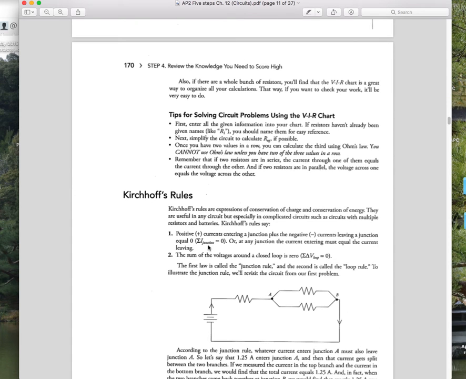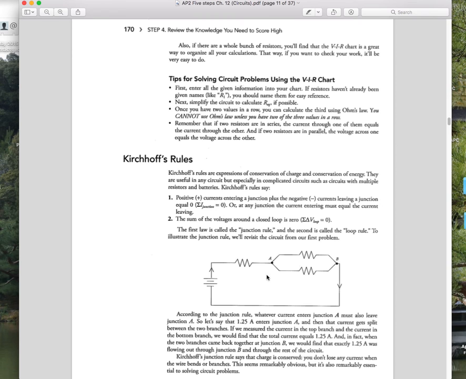So Kirchhoff's rule, there's a loop rule and a junction rule. The junction rule says that the current entering a junction has to equal the total current leaving a junction. The loop rule says that in any loop around a circuit, the net voltage is 0. So in other words, if we're crossing this battery, we gain voltage, we lose some across this resistor, we lose the rest across that resistor.